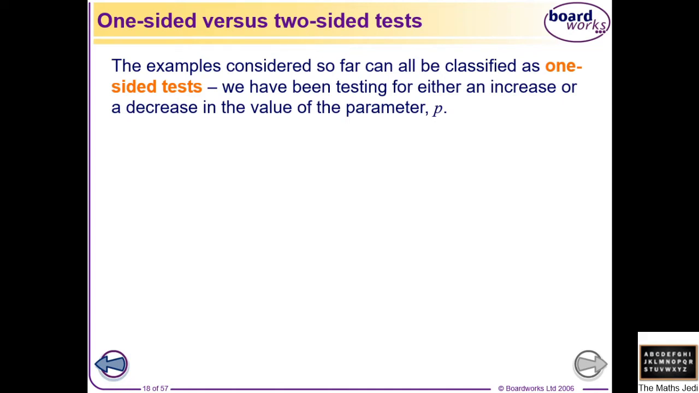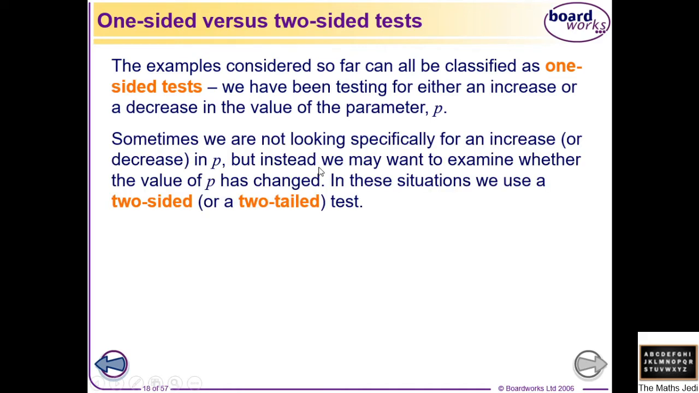The first thing to mention is that all the tests we did in the previous video were one-tailed testing, basically talking about whether things were increasing or decreasing. So that was one-tailed testing. Two-sided testing is when parameters just change. So you're not told whether they increase or decrease, you're just looking for a change.